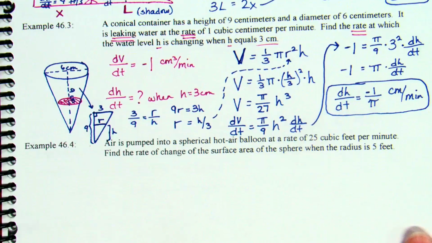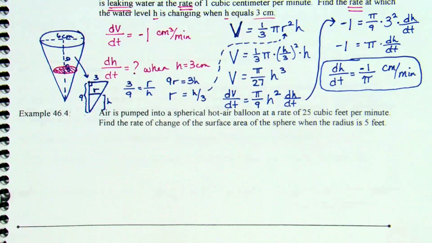Okay, let's try it. Air is pumped into a spherical hot air balloon at a rate of 25 cubic feet per minute. Find the rate of change of the surface area of the sphere when the radius is 5 feet.